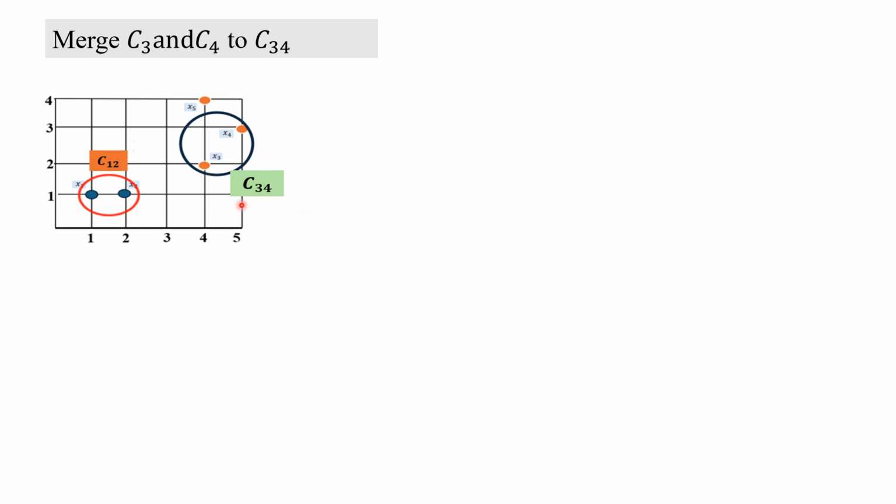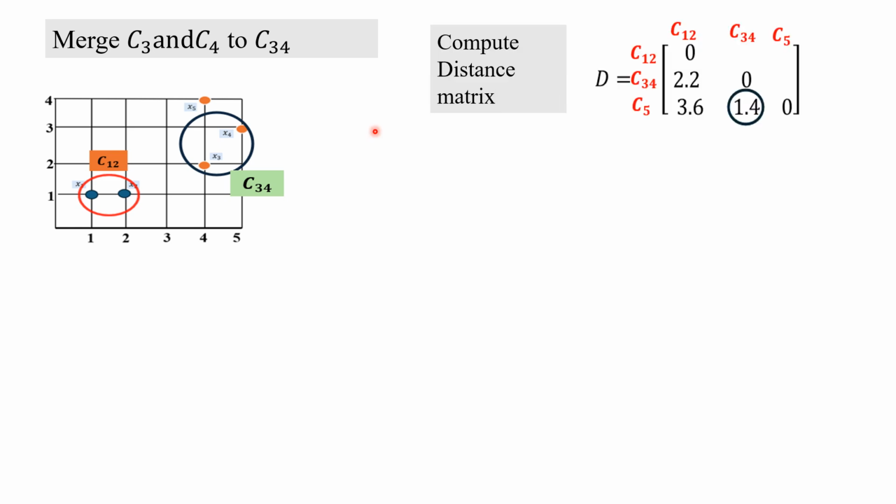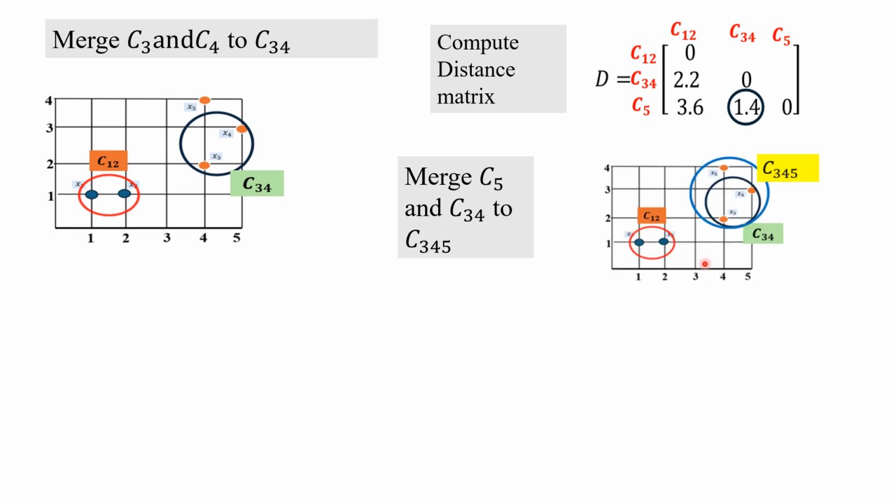So we see here they are merged. So we have C12, we have C34 and we have X5. Now we again compute the distance matrix. See, we have explicitly mentioned the cluster names. And now 1.4 is the smallest one, which is from C34 to C5. So merge these two to obtain C345. So we can see now we have 2 clusters. We have C12 and C345, which comprises 3 data points. C12 has 2 data points.